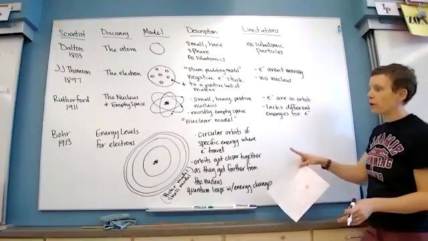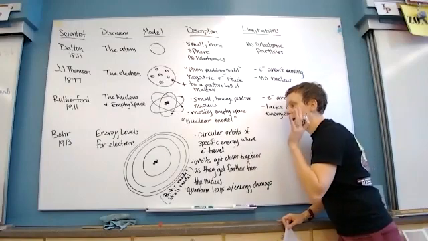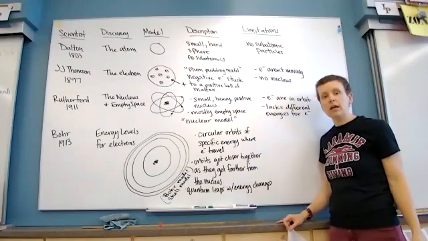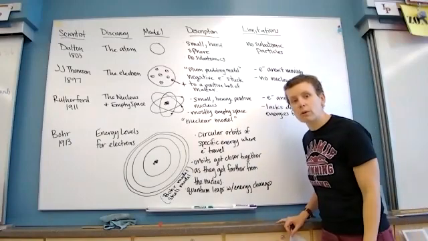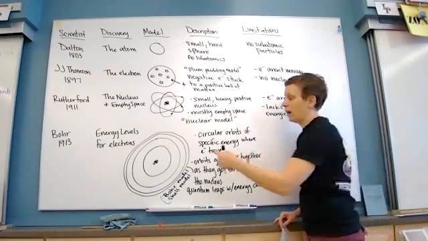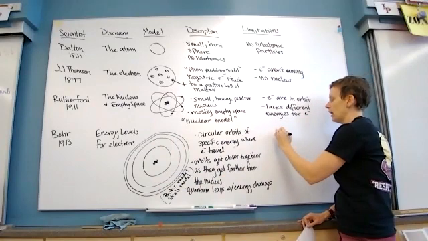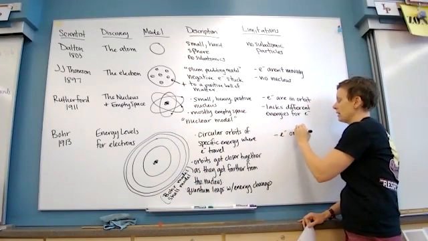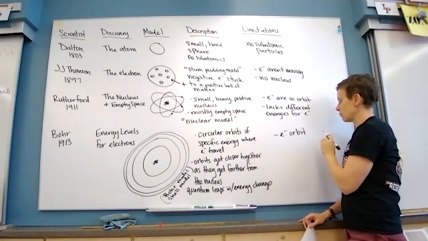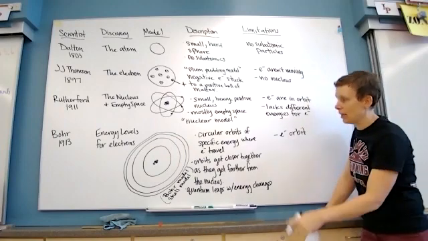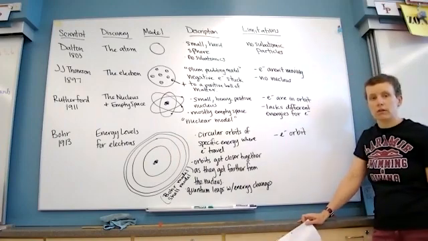And the limitation for his model, it described hydrogen perfectly, okay? But it doesn't describe anything with more than one electron because of the orbit, okay? That's the only thing he's missing. So electrons orbit, that is the limitation. That is the piece that is wrong with his model. But the energy levels, he did a great job with, okay?